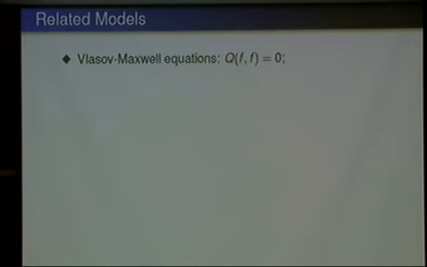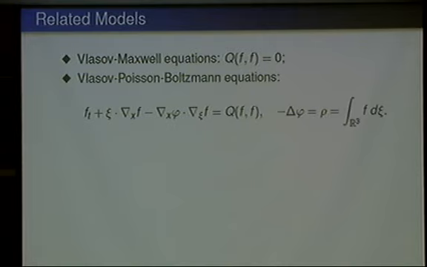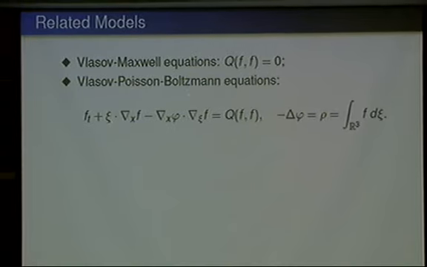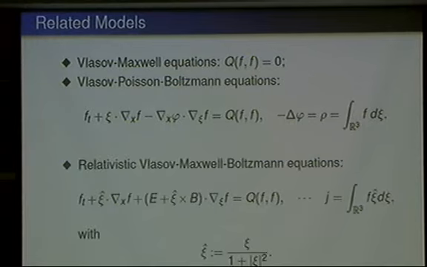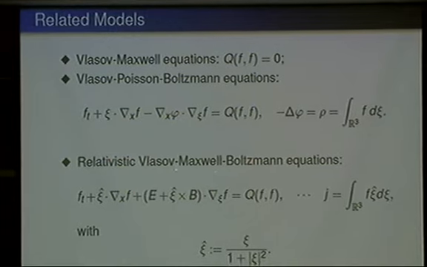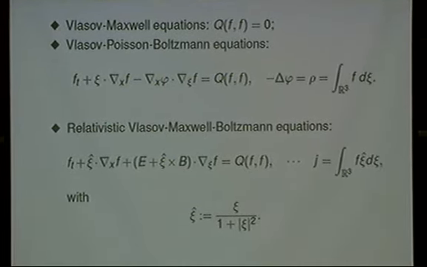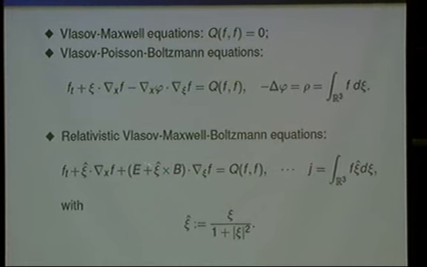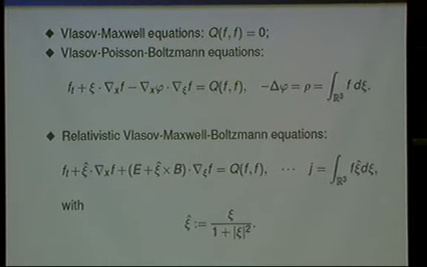Let's check the related models. The first one is the Vlasov-Maxwell equation, Q equal to 0. I told you Q equal to 0 is not Boltzmann, but it's Vlasov. And then the Vlasov-Poisson equation is like this. So you have this Poisson equation here. This is the Poisson equation. And also relativistic Vlasov-Maxwell equations. You have that. So this is just one version. So this cosine hat is equal to this. Okay. So of course we have some other equations.